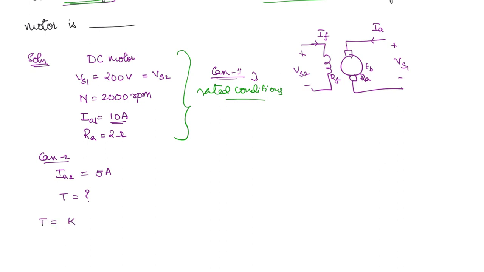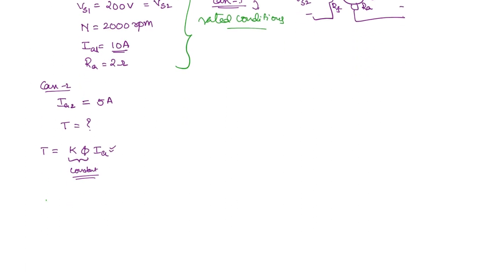This is equal to K phi into IA. So here since it is separately excited, K into phi is constant. And we know IA. So we have to find this constant. So how do we find this constant? So this can be found from the back EMF. We know that E is equal to K phi into omega.